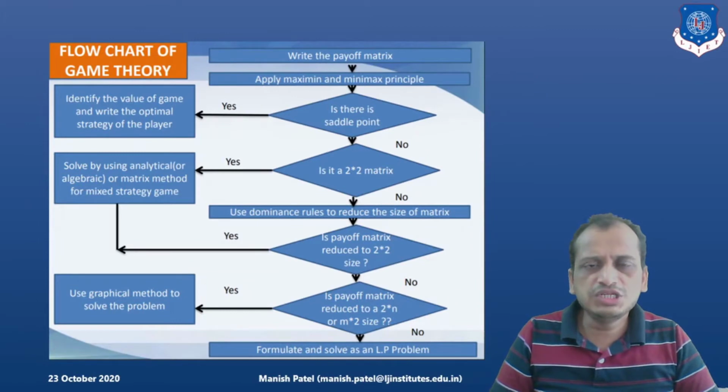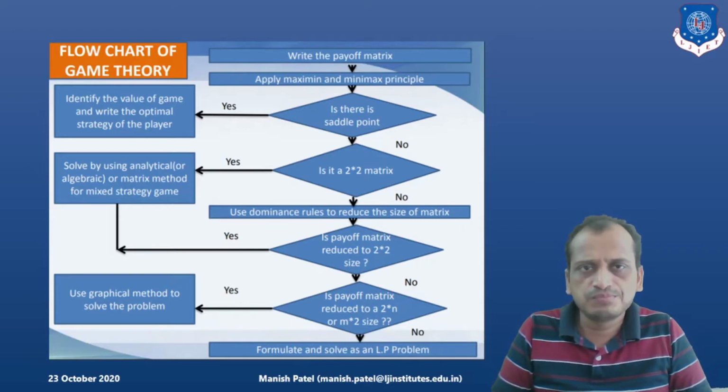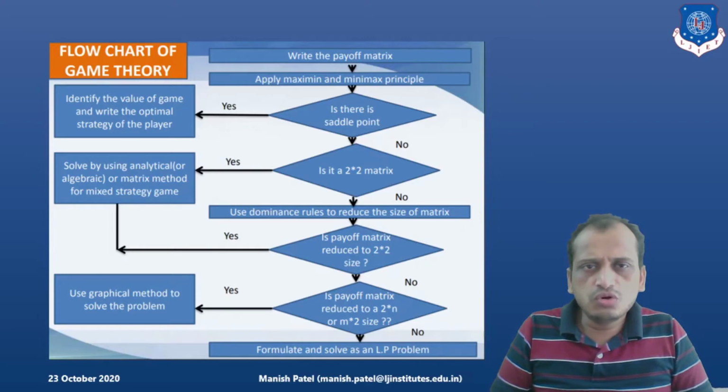The flowchart initially, with the given payoff matrix, if we try to revise this concept, we will try to find out the saddle point. So once we have the saddle point, you have already got the value of game. But if the game does not have the saddle point, then you will look out for the 2 cross 2 matrix. If it is 2 cross 2 matrix, then you can easily solve with the help of algebraic or arithmetic method.